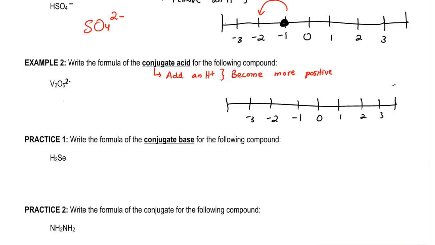Okay, so let's add an H to it, so it becomes HV2O5. Just add the H to the front of the compound. That's all you have to do, not to the center, to the side. Here it was negative 2. When I add an H plus, it becomes more positive, so it jumps up to negative 1. So our compound now is HV2O5 negative 1.